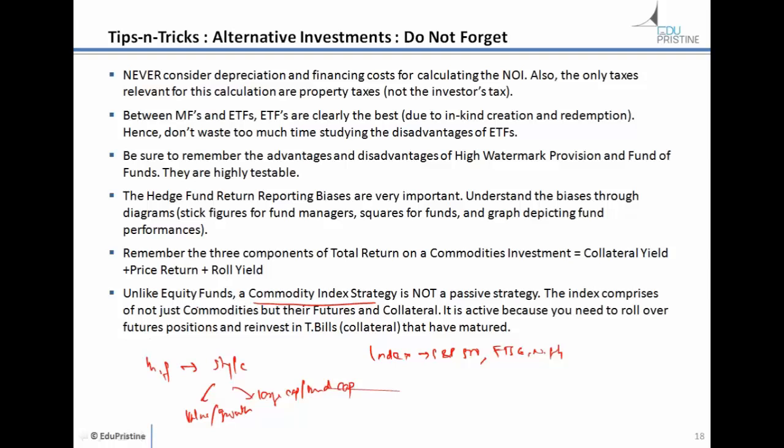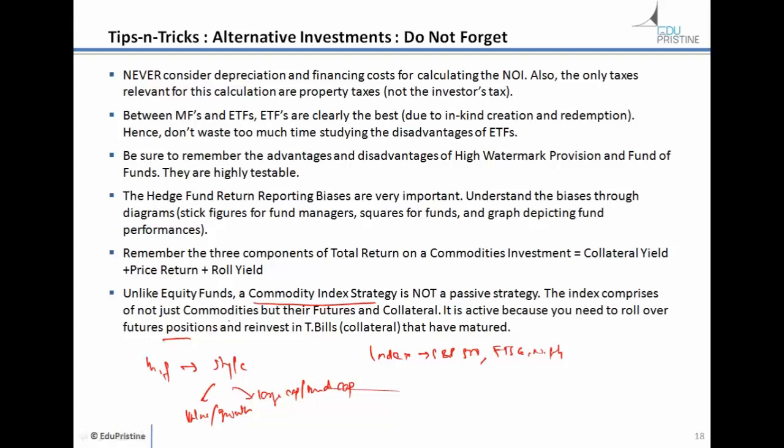Now, the hedge fund reporting biases, which we have already discussed, must be read in detail because they have been tested a number of times in the CFA Level 1 exam. Now, the next thing is one must also remember the difference between a mutual fund and an exchange traded fund. One must remember the advantages and disadvantages of a mutual fund and how they are eliminated by an exchange traded fund. However, at the same time, an ETF also results in some disadvantages, so that must be remembered.